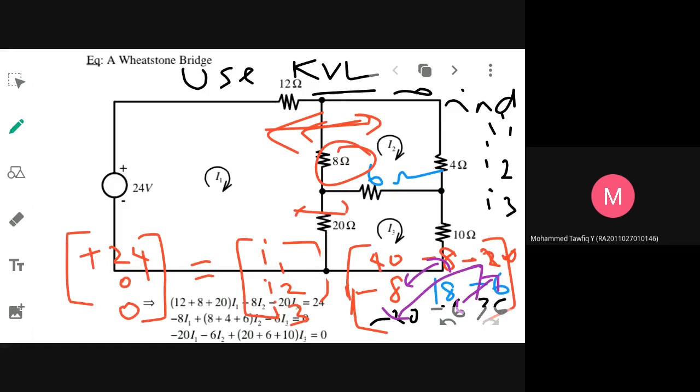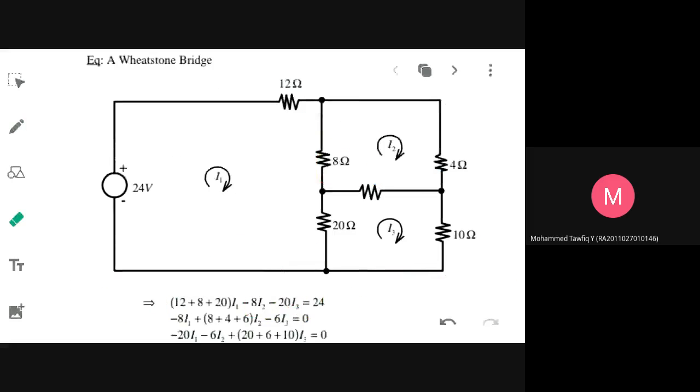R21 will be equivalent to R12. R31 will be equivalent to R13. And R23 will be equivalent to R32. Like that. Only the diagonal elements will be varying. That way you can cross check. Alright. Now let me check with the answer.